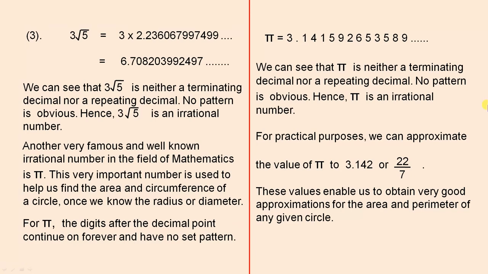So this video has introduced the idea of irrational numbers, and we've given some examples of the square root of particular numbers, and we've seen how they are irrational because the digits after the decimal point continue on forever, and there's no set pattern. And we've also seen the very famous irrational number known as pi, which is used for calculations involving different measurements for the circle, in particular the circumference and area.